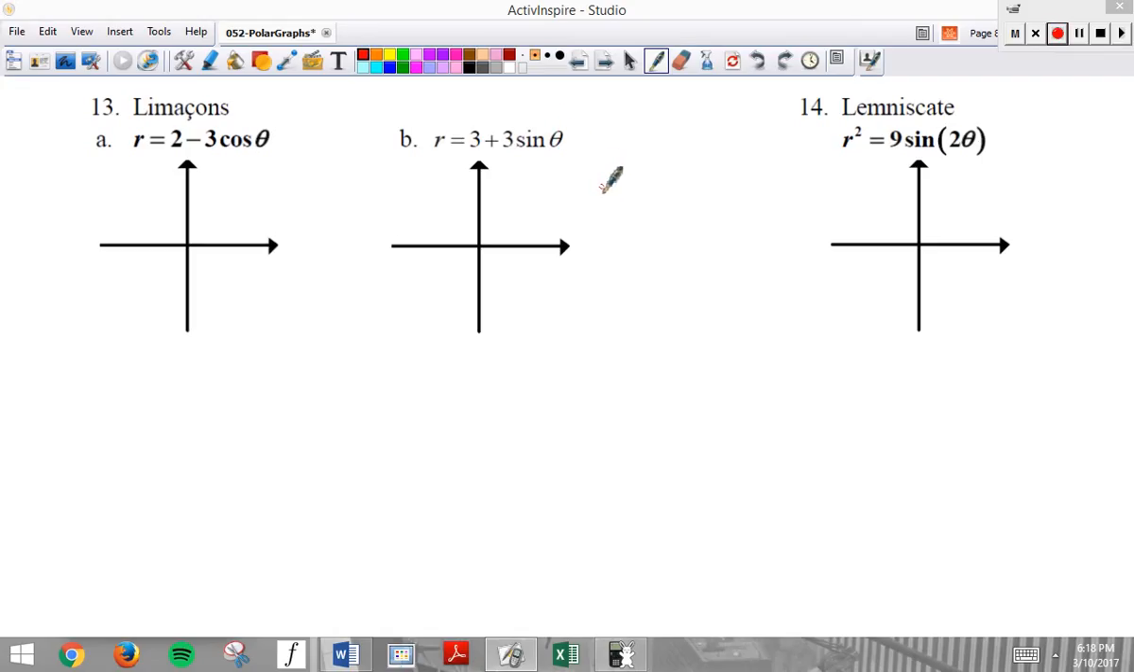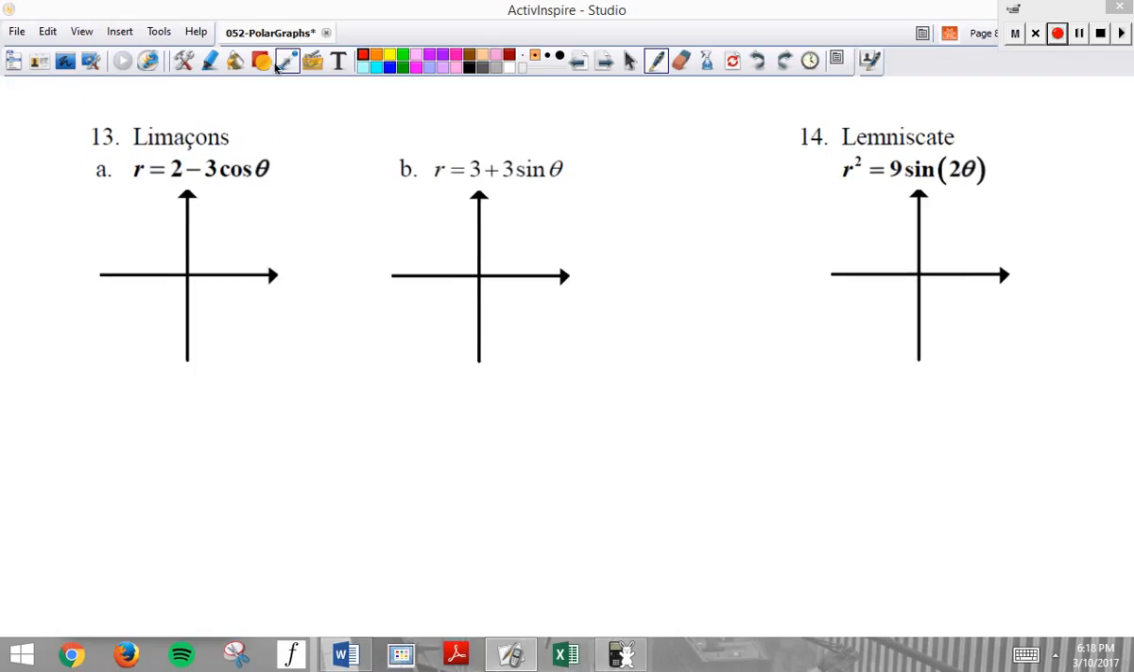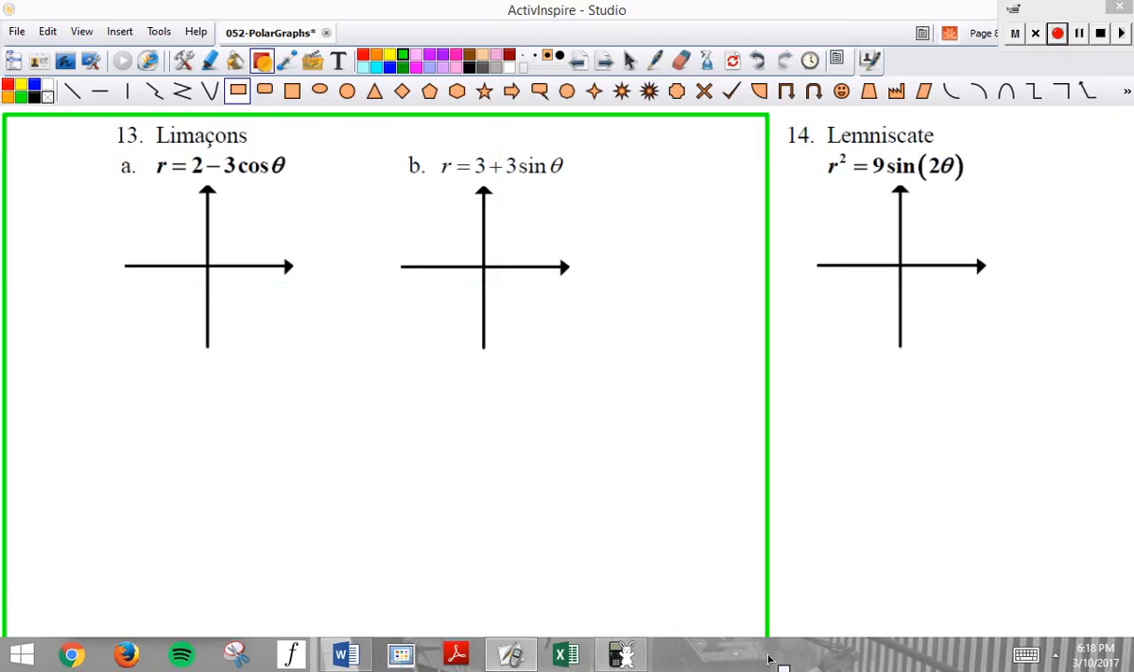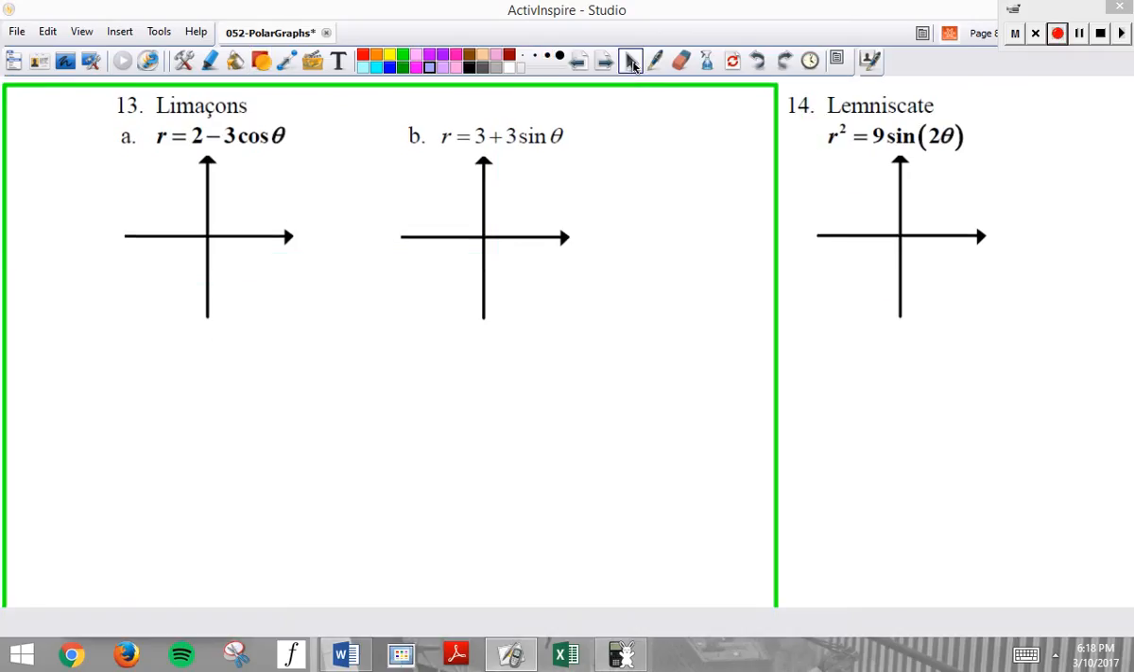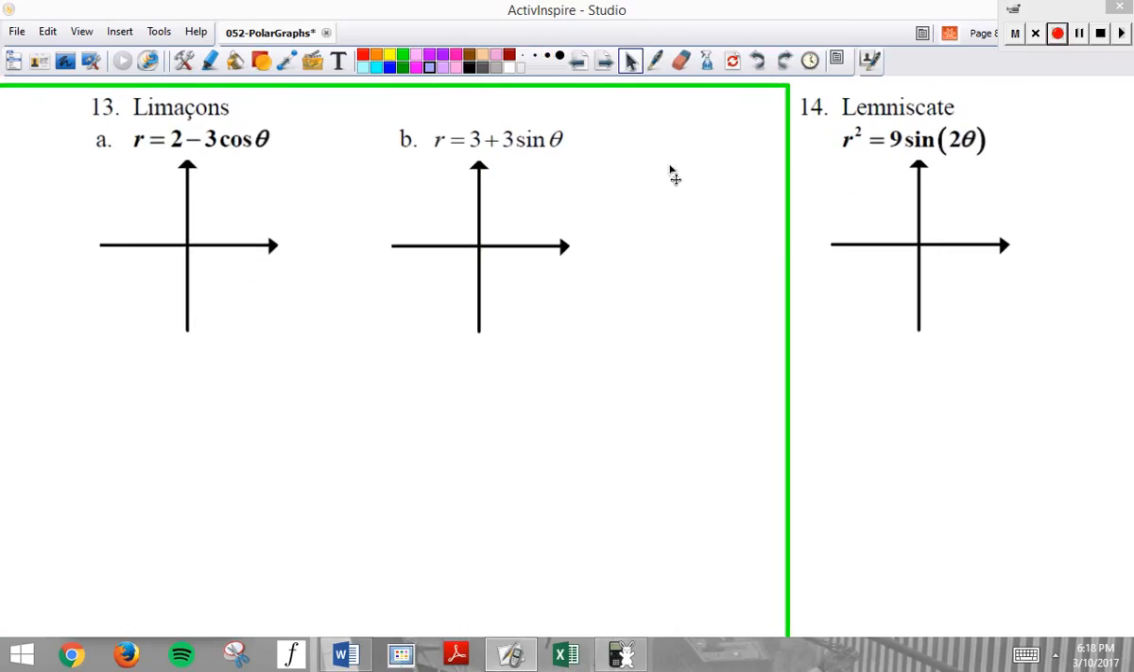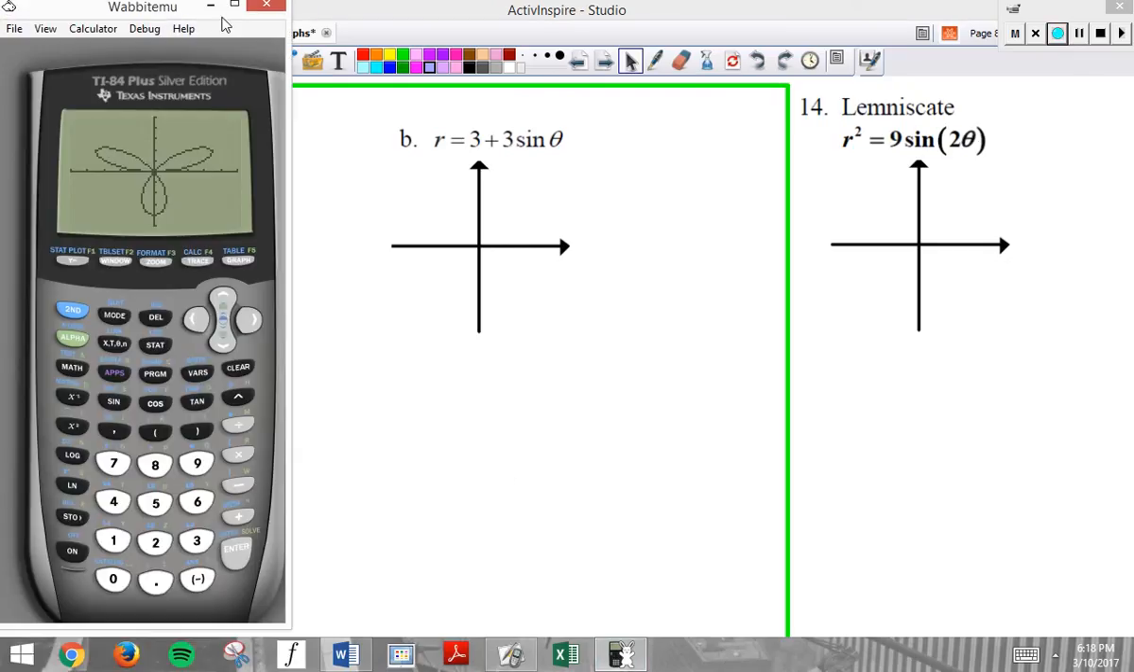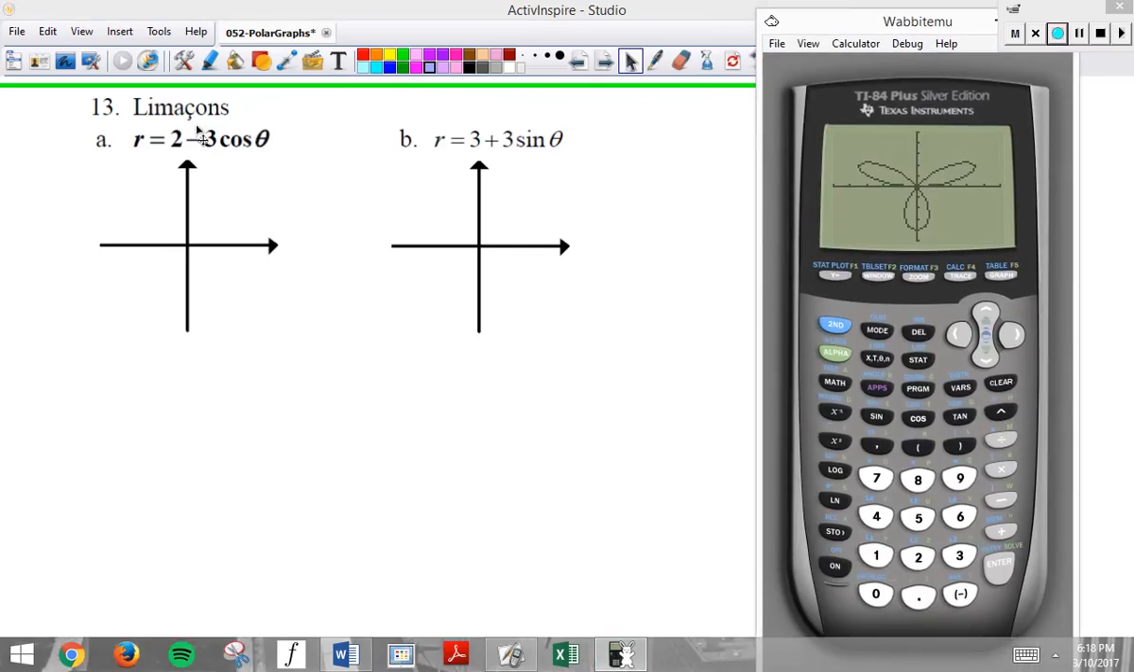The idea here is that these two over here are different than the lemniscate. Okay? They're importantly different than the lemniscate. So we're going to graph this one. We're using our calculator. A limaçon will look like a butt.